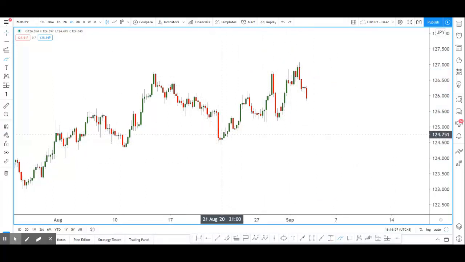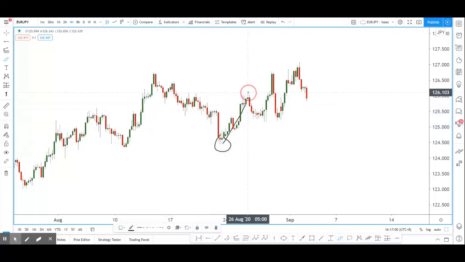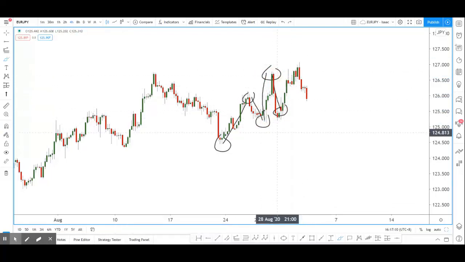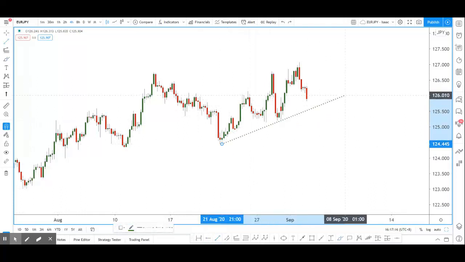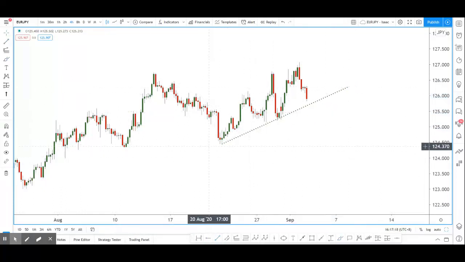We see that price made a low, and then it made a high, and then it made a higher low, and then a higher high. It made a higher low, and then a higher high. If we connect all the lows together, we can see that price clearly is on an uptrend.